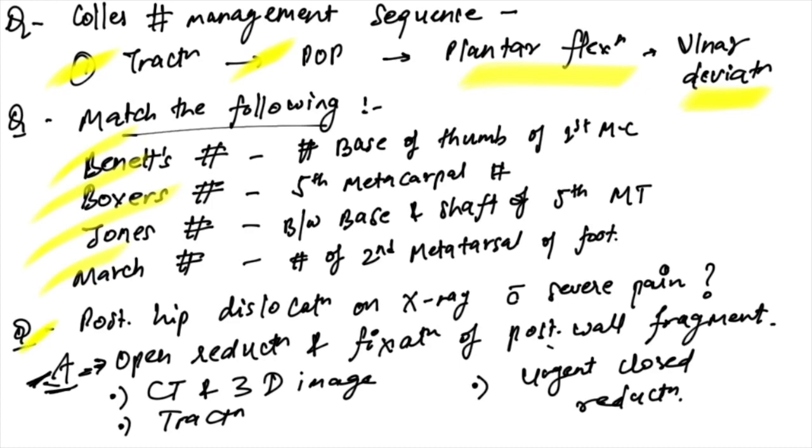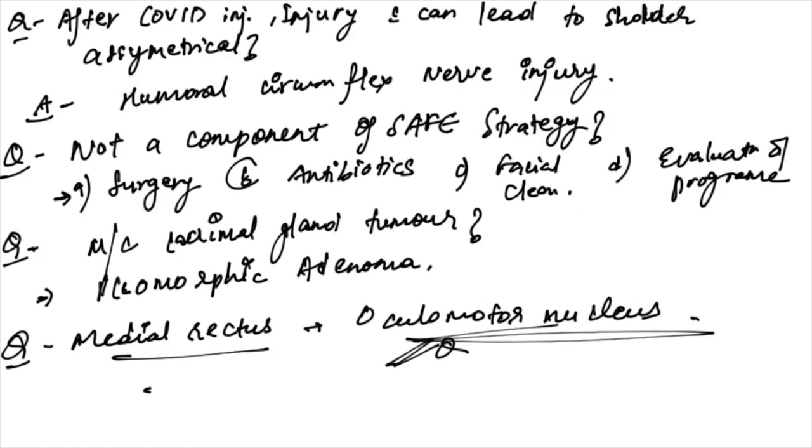Now post hip dislocation on X-ray with severe pain. So what are the options? The CT and the what are the options for the management? CT and the 3D image, the traction, urgent closed reduction, and open reduction and fixation of the posterior wall fragment. So open reduction and fixation of the posterior wall fragment.